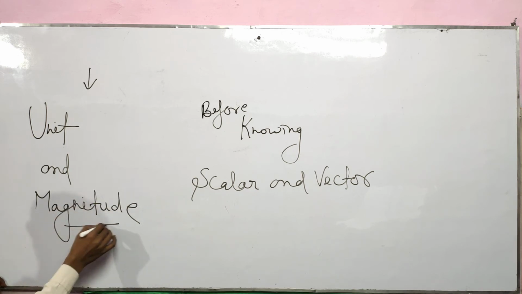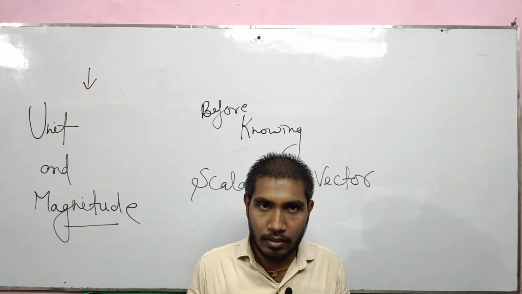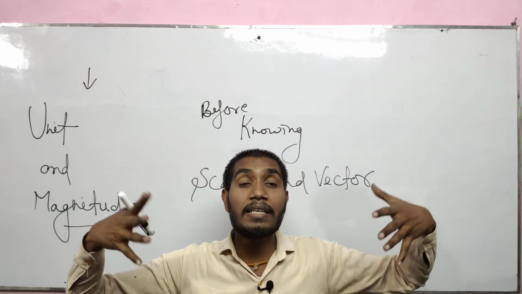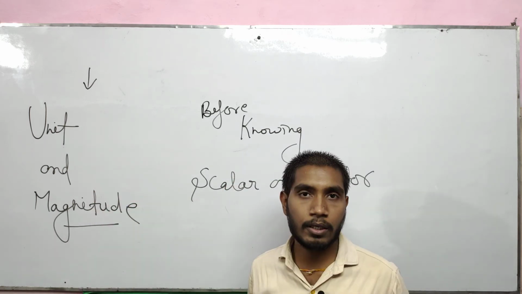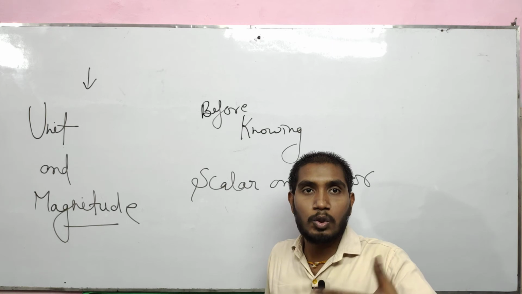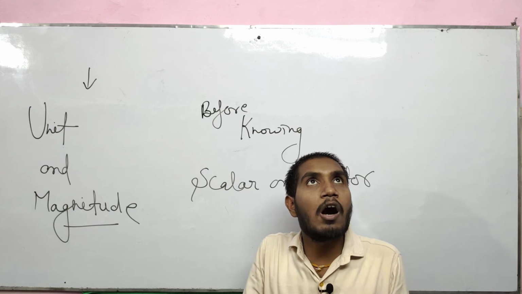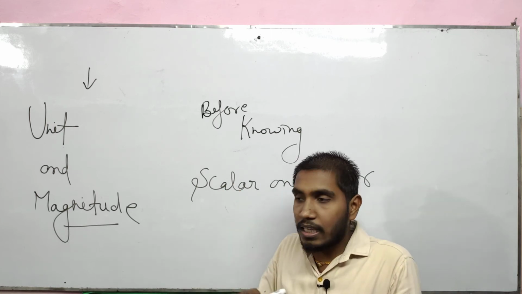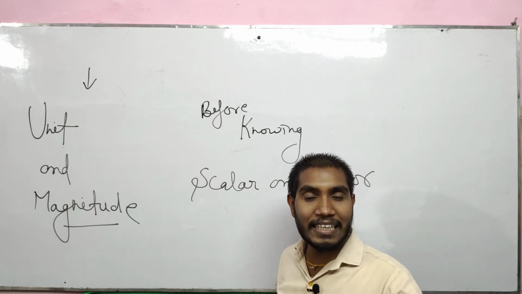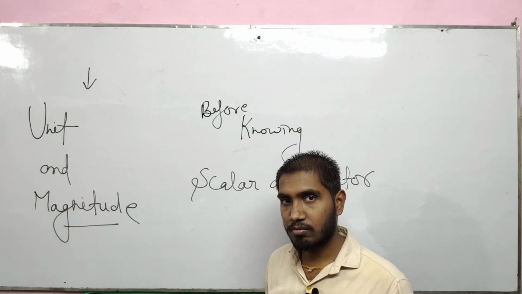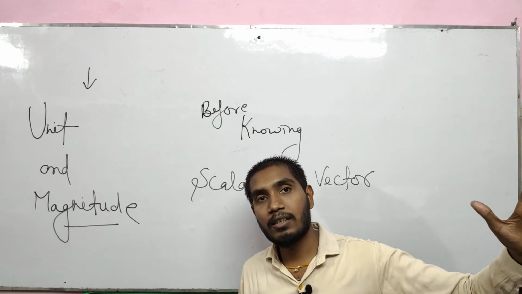In the process of measurement, to measure physical quantities, we have to know two things: unit and magnitude. How much light is in this room? What is the length of this pen? This is measurement. To measure the physical quantities, we have to know unit and magnitude.